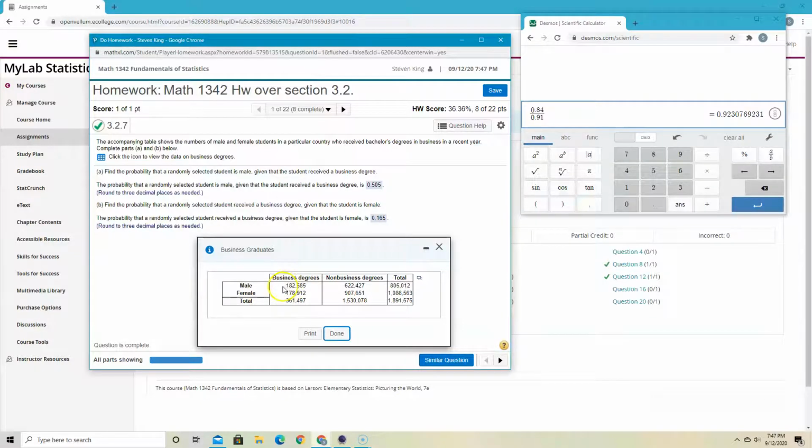Well, there's a lot of chances for it to be a male. There's this many chances, and there's this many chances for the student ID to belong to a female. They could have asked us either question. They just picked one. So it'll be the 182,585 chances out of the 361,497 chances. Okay.